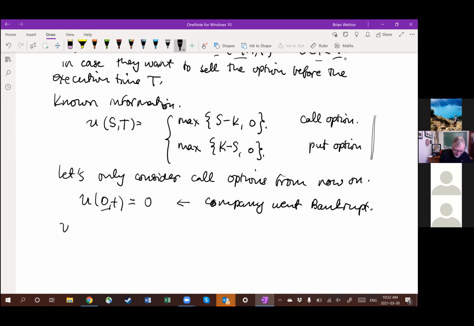Okay, so now I'm going to write down the PDE. Black-Scholes sounds like some sort of spy organization, doesn't it? But it's two last names. I think they won the Nobel Prize in economics for this.